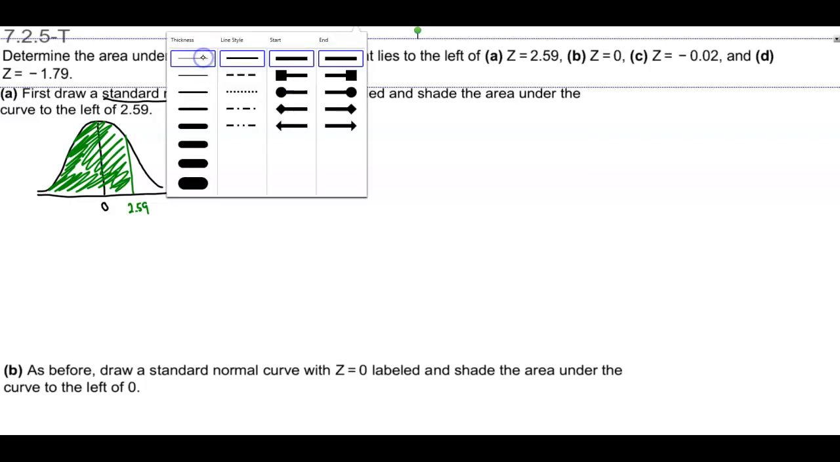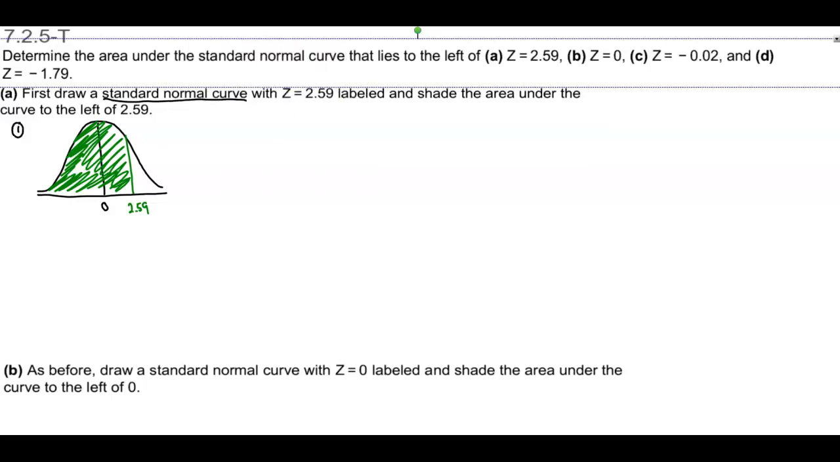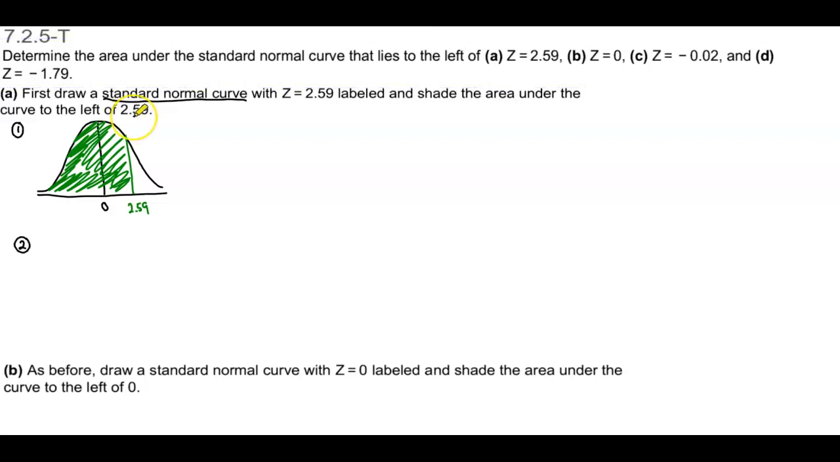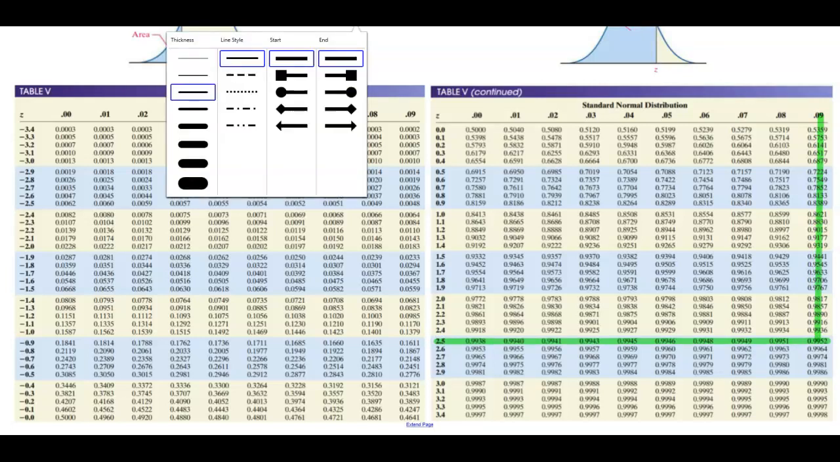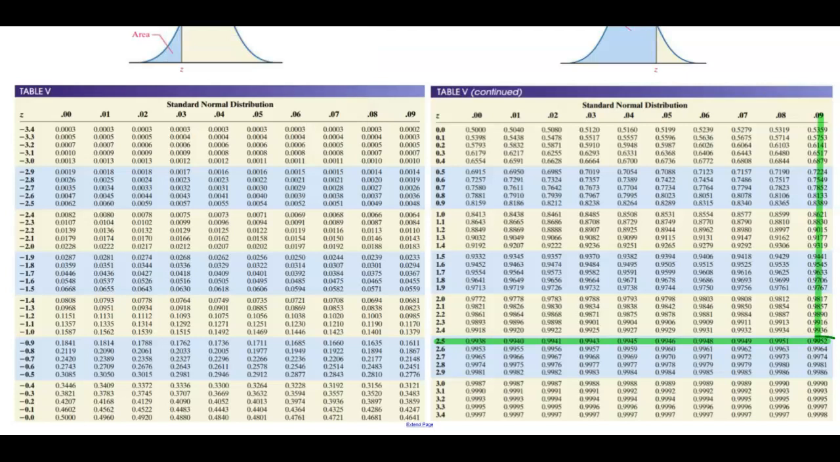Since this is the first step here, we're going to go ahead and use our table. So let's take a look at 2.59. We're going to go down here, we're going to look for 2.5. So we have 2.5. We're going to go all the way to 0.09. And then we can see that the area we get is 0.9952.